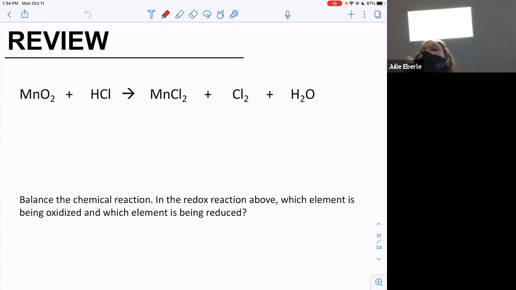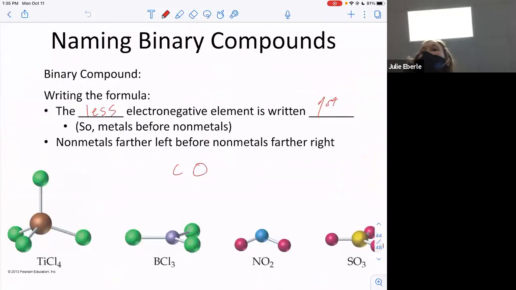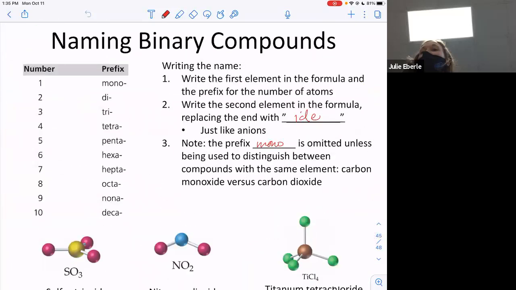Is that even for the second prefix? Because the other one was ICl, and it says iodine, but it had monochloride. The one thing we talked about is in chapter 4. Right here, on rule 3, we said the prefix mono is omitted unless being used to distinguish between compounds with the same element. So there you had ICl3 and ICl, and they are putting the mono in for that second element name.